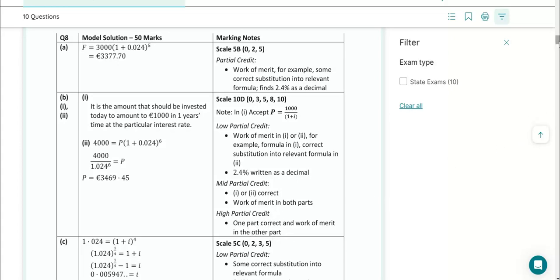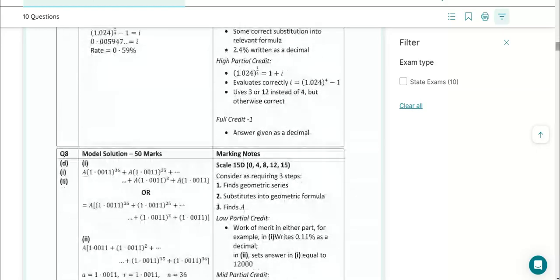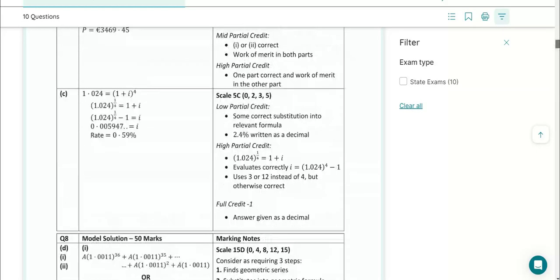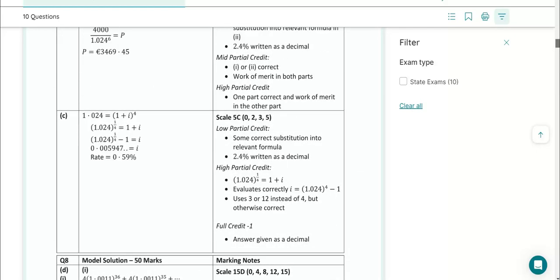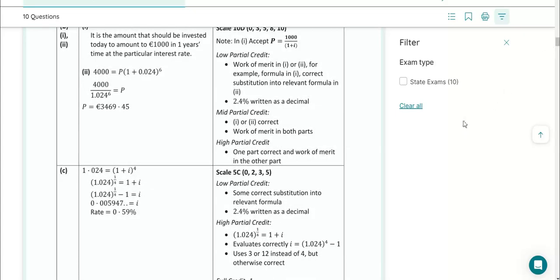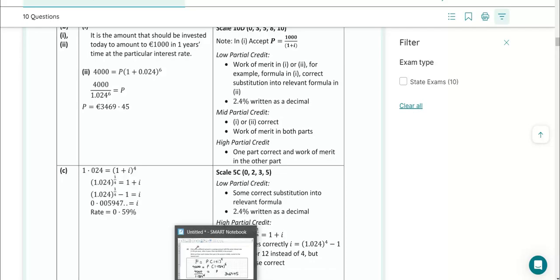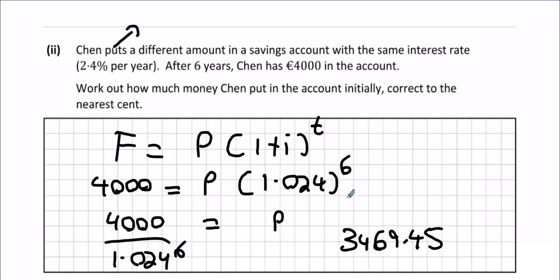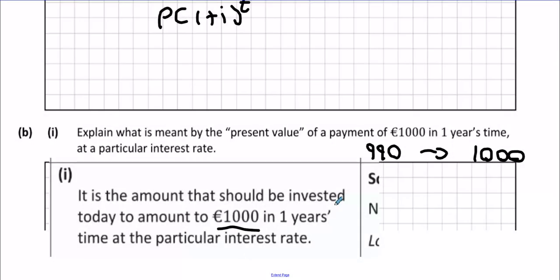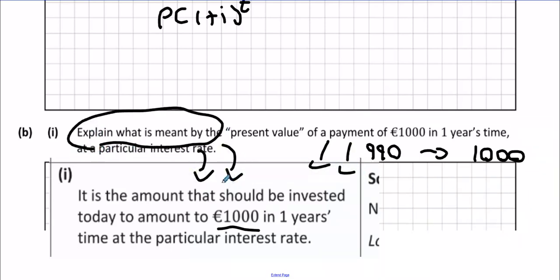Yes, sir. I'll show you now in a second. Sorry, I went too far there. All right. Now, so what did we say? So what did you want from this? The answer to B part 1 was actually an explanation question where you just write down what it actually means.